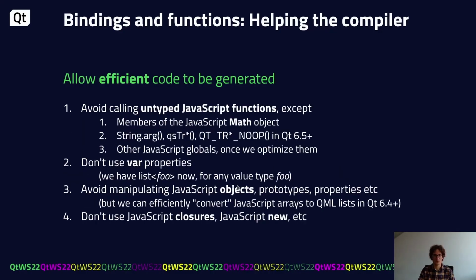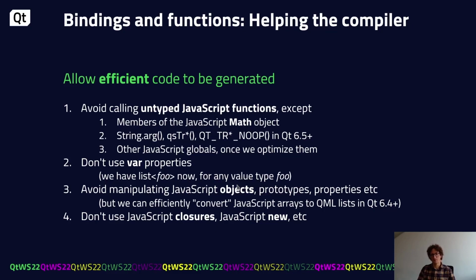Furthermore, we want to allow efficient code to be generated. One thing to avoid then is calling untyped JavaScript functions. First, you should not add your own untyped JavaScript functions, as we've seen before. But then the JavaScript host environment has a large number of untyped JavaScript functions, and most of them you should not call in code that should be compiled to C++. There are a number of exceptions.